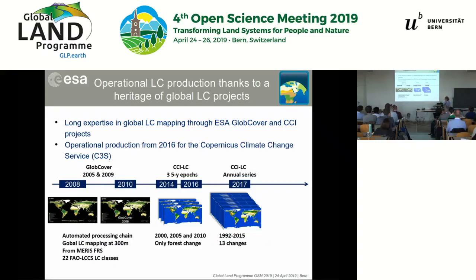And between the 3 maps, we had only forest change. And now the last output of the CCI land cover was a set of annual land cover maps from 1992 to 2015, including 13 types of change. And now, since 2018, we have entered an operational service, the Copernicus Climate Change Service, and we are now producing in an operational manner additional maps from 2016 to 2019.